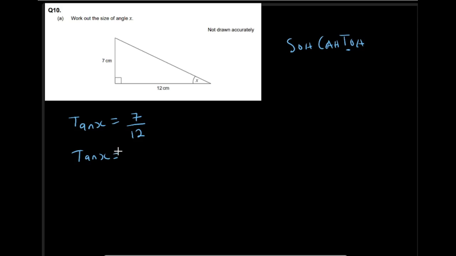7 over 12. That will give us 0.583. Alright, so to get x, you take tan inverse of what we have on the right hand side. Tan inverse of 0.583, and that will give us x to be 30.26 degrees approximately.